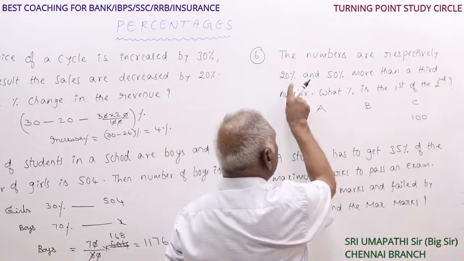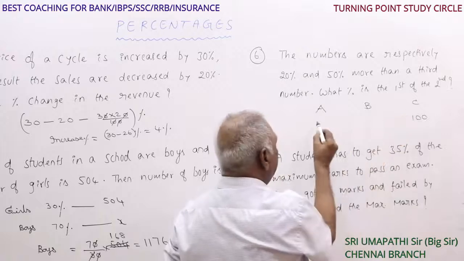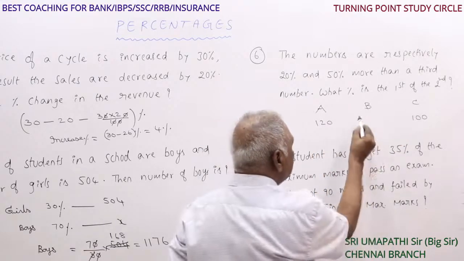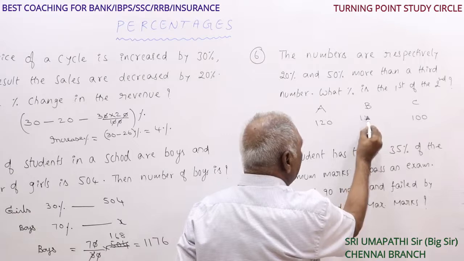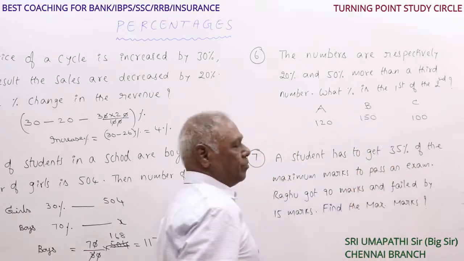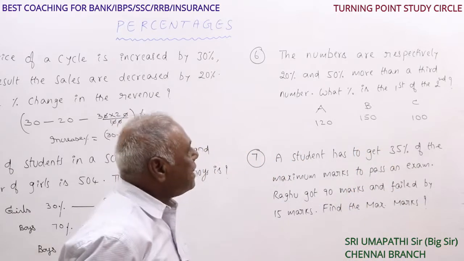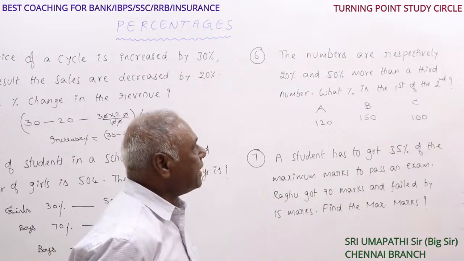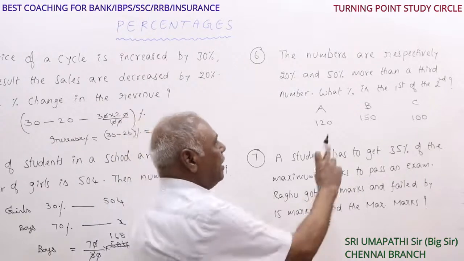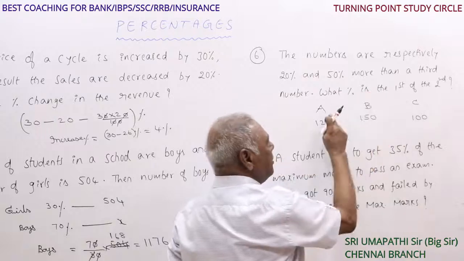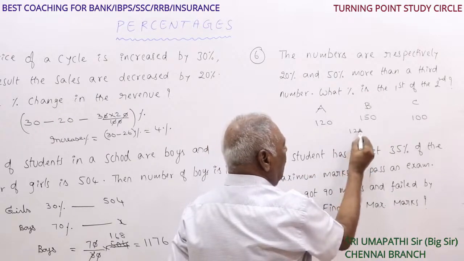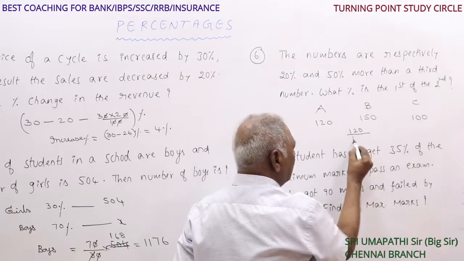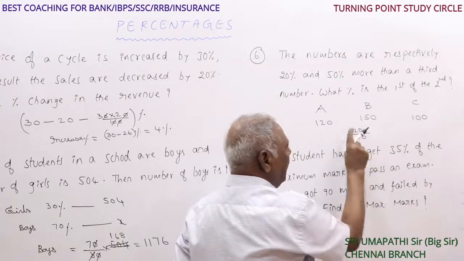The first one is 20% more than the third number, so its value is 120. The second one is 50% more than the third one, it is 150. What is the percentage of the first of the second? Is first, so it must be in the numerator. What is after of? It must be in the denominator. So 120 by 150.